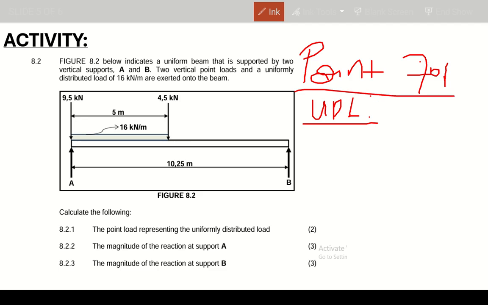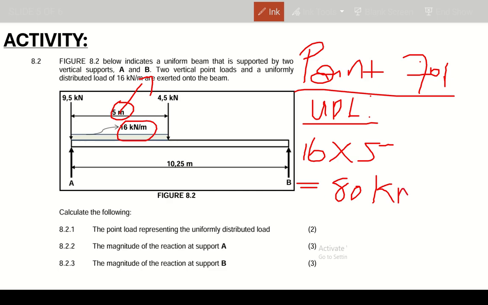Then how to calculate a point for UDL? Here is our UDL, and then here is our length, which is 5 and 16. So it's just 16 times 5, which gives us 80 kN. And then the direction, is it upwards or downwards? It is downwards. So this is 2 marks. What was needed here? Let's write it here.